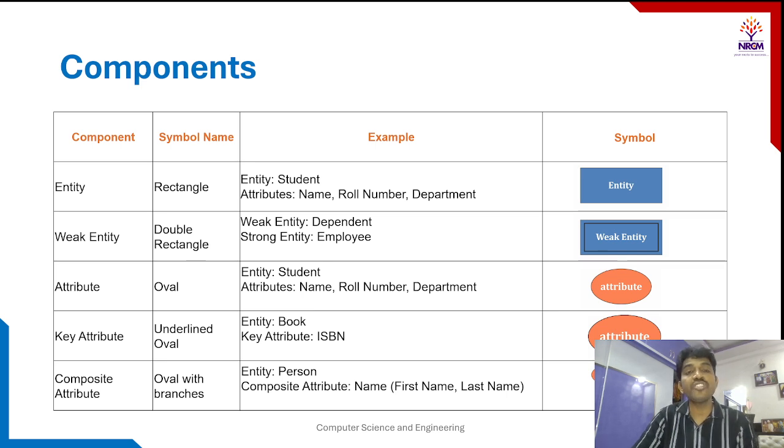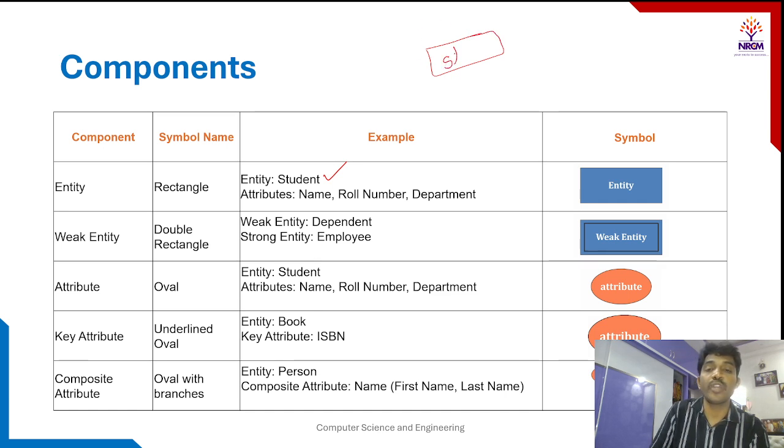And the components of the ER diagram. First one is the entity. You are going to represent the entity with a rectangle. For example, student is an entity. So we're going to mention it like this: simply you draw the rectangle and you write student.